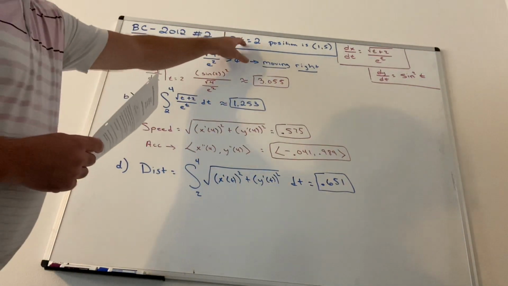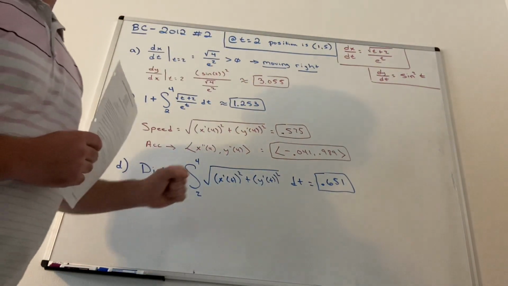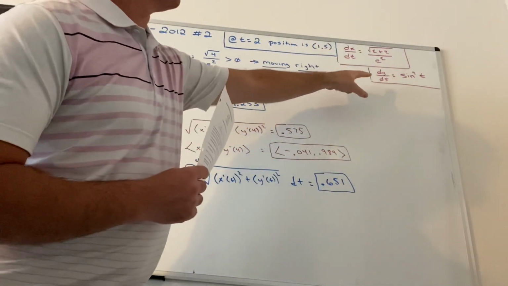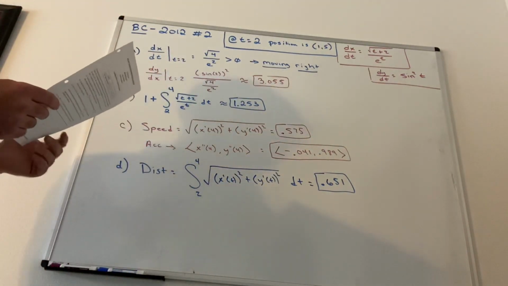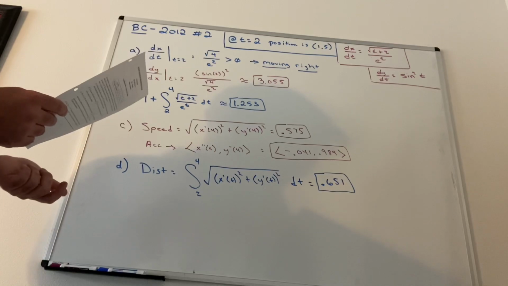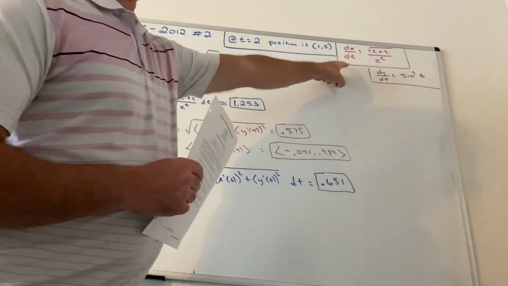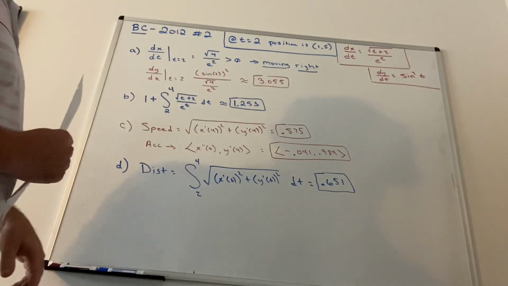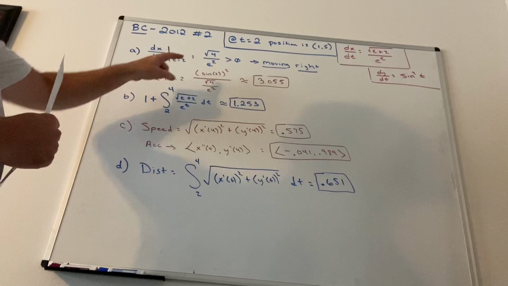At time 2, you've got a position of (1, 5). You've got dx/dt and dy/dt in your givens. All right, part A, it asks about the horizontal movement at time 2. So dx/dt is what's telling you about the movement in the horizontal direction. So all you got to do is plug a 2 in where you see t.